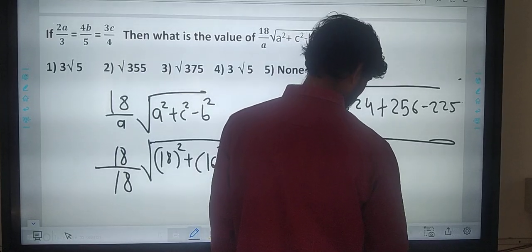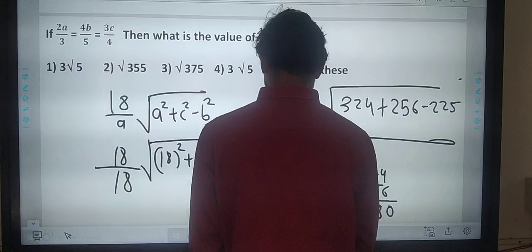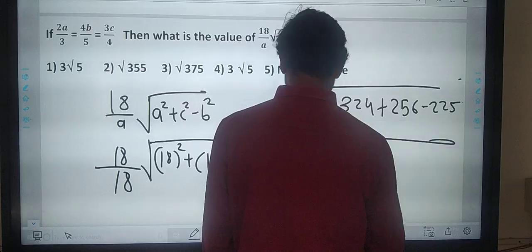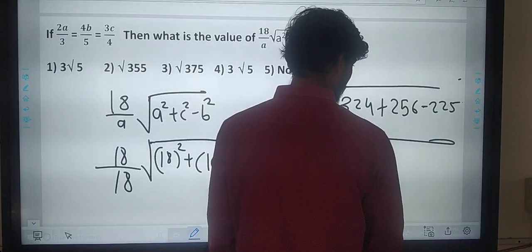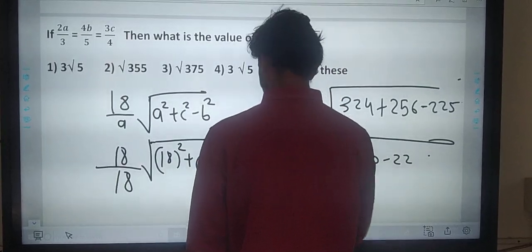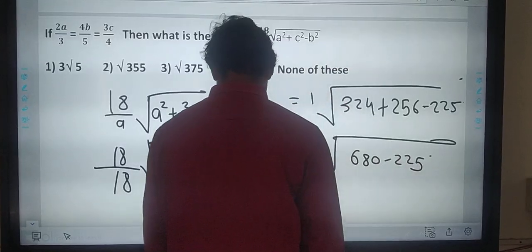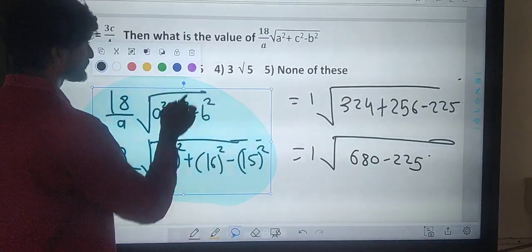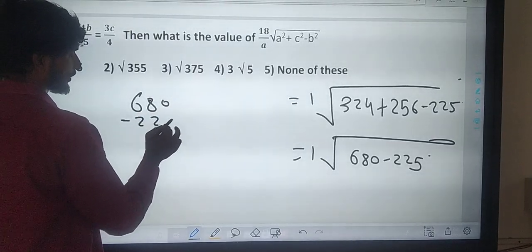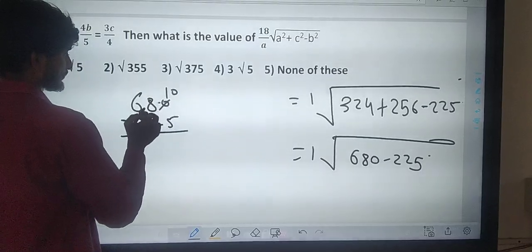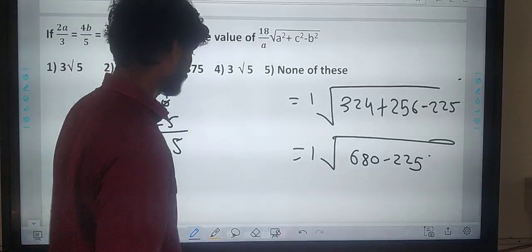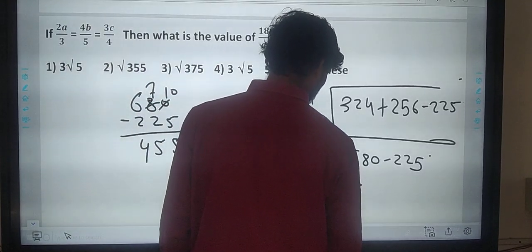Carry 1, 8, 580. Then here we write 580 minus 225. We get the subtraction here. 580 minus 225 is 355. Then here we write under root of 355.